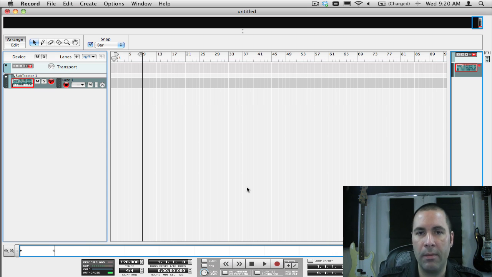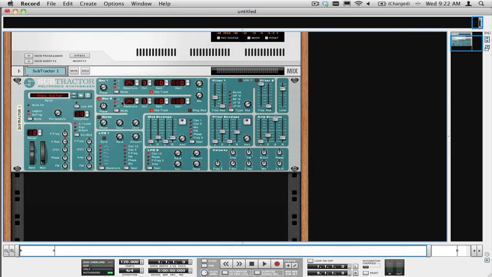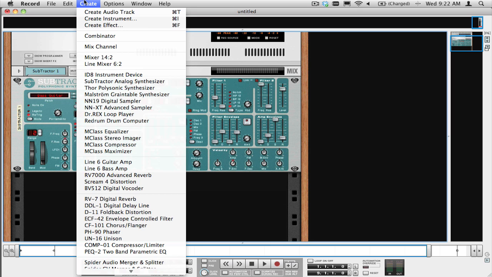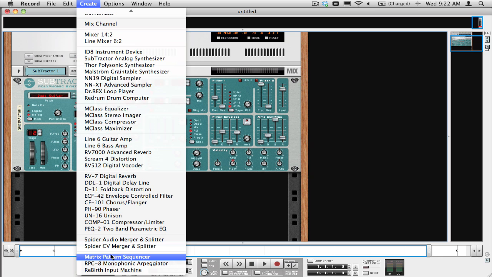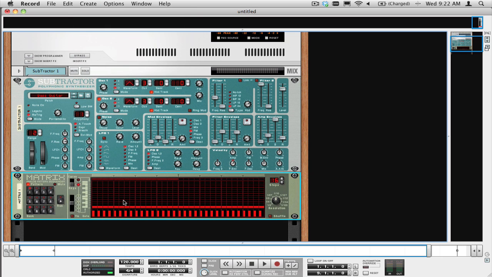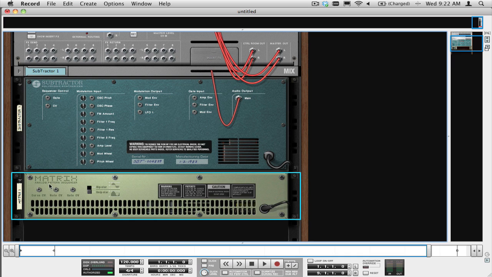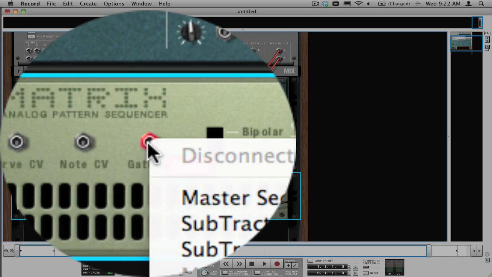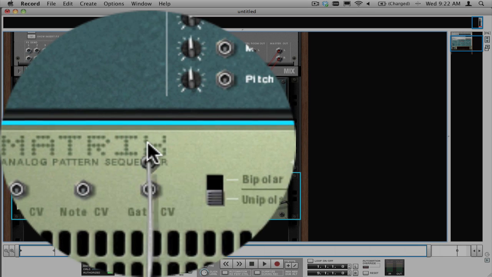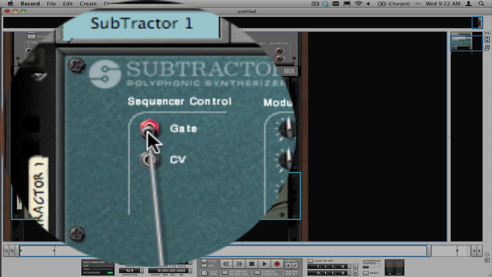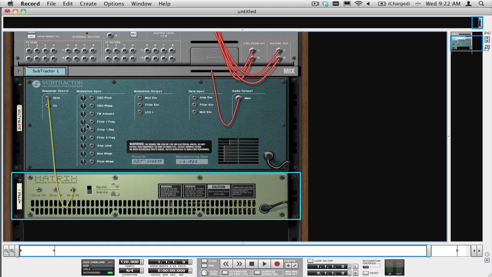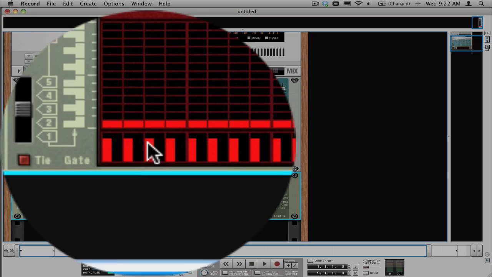So let's give you an example of that, and we'll look here at the screen, and I'm going to make my head disappear now so we can do some routing. As you can see here, I have a Subtractor synth using a bass guitar patch, and that's just a factory default patch. Now we're going to create a Matrix pattern sequencer while holding down the Shift key on your computer keyboard so it doesn't connect any of the cables. Flip the rack around, and let's connect the gate CV output of the Matrix to the sequencer control gate input of the Subtractor. Flip the rack around again, and we're going to draw in some gate triggers at the bottom of the Matrix.